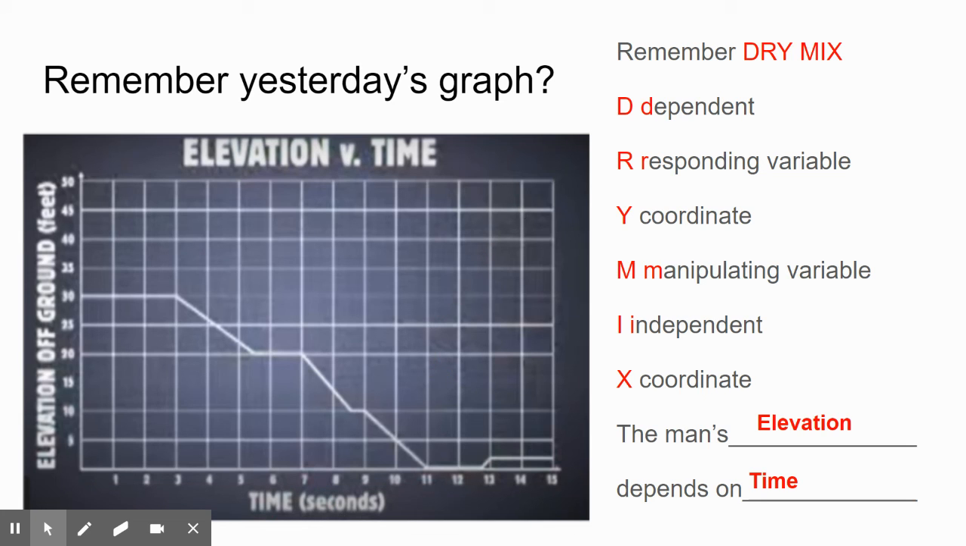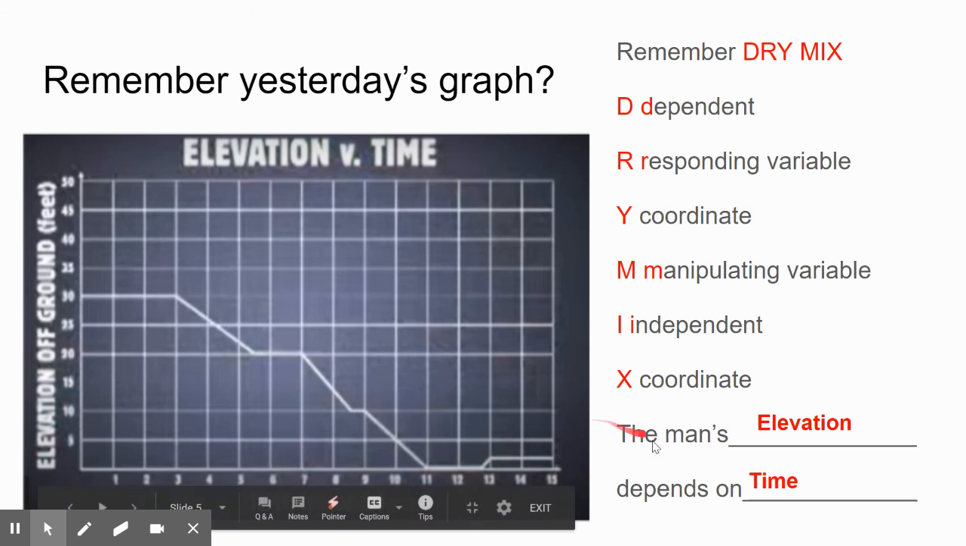A little way to remember this is if you remember the letters DRY MIX. D, the dependent variable. That's the responding variable, and it's the y coordinate on your xy axis. In MIX, M, that's the manipulating variable. That's the independent variable, and it's the x coordinate. And don't forget, the man's elevation depends on the time.